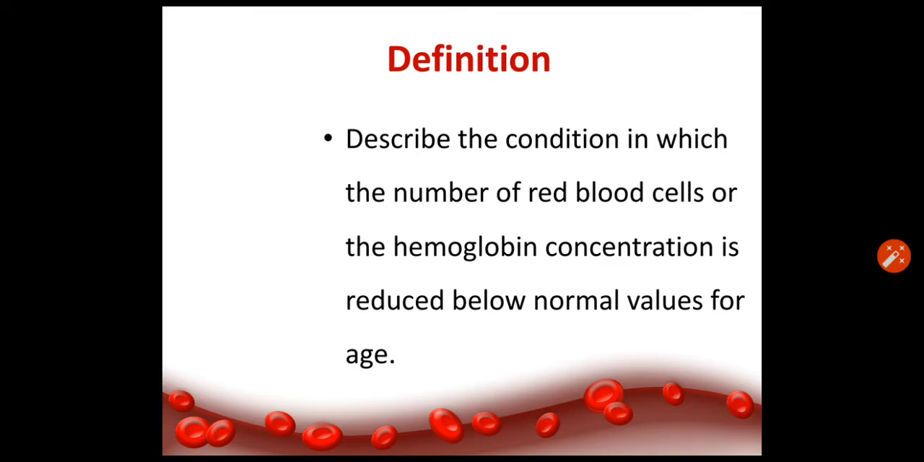So in pediatrics and in an adult person, the normal values will be varying. So according to the normal value, we have to find whether it is normal or abnormal according to the age of the person. So that is the definition of anemia. It describes the condition in which the number of red blood cells or the hemoglobin concentration is reduced below normal values for age.